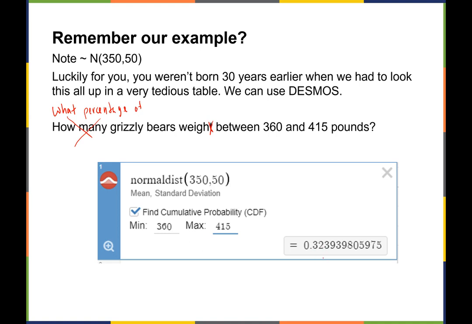We'll change this to a percent by moving my decimal place twice, and I get 32.39%. And 2 decimals, why not? So about a third of the grizzly bears weigh between 360 and 415 pounds.